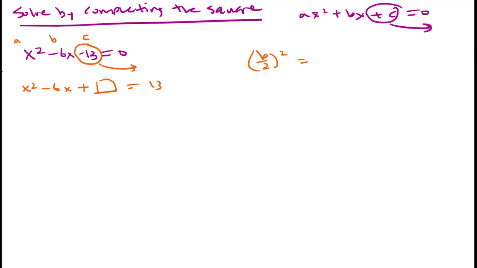So before I do that, I'm going to add a box on this side, and then I'm going to add a box on this side. So it's like I'm balancing. When I'm adding on one side of the equation, I must do it on the other side. Okay. So what's going to go into that box? That's what we're looking for.